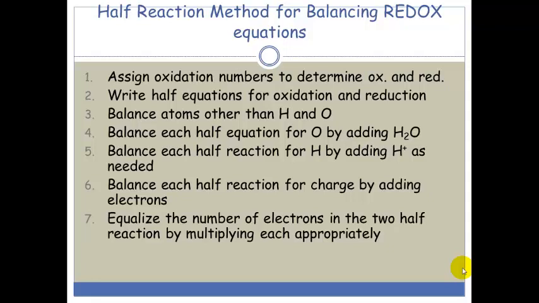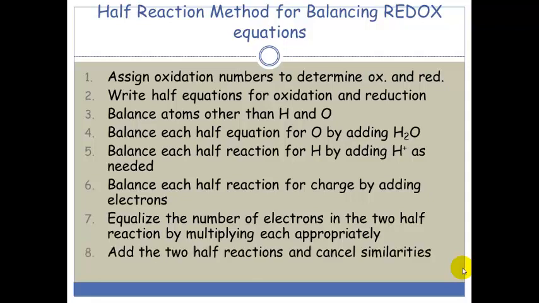Then you're going to equalize the number of electrons in the two half reactions by multiplying each half reaction by some number to find the lowest common denominator. And the last step is you're going to add the two half reactions together and cancel any similarities. So please make sure that you've copied all of these steps. They're all very, very important.